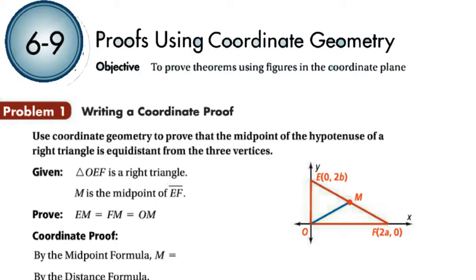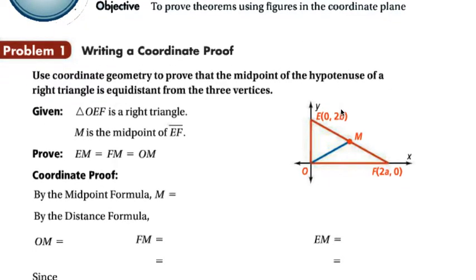Well, welcome back. In this lesson we are going to work on doing some proofs using our coordinate geometry, and we're going to use the coordinate geometry to prove some of the theorems that we've been working with. So the very first problem, in writing a coordinate proof, says to use coordinate geometry to prove that the midpoint of the hypotenuse of a right triangle is equidistant from the three vertices.